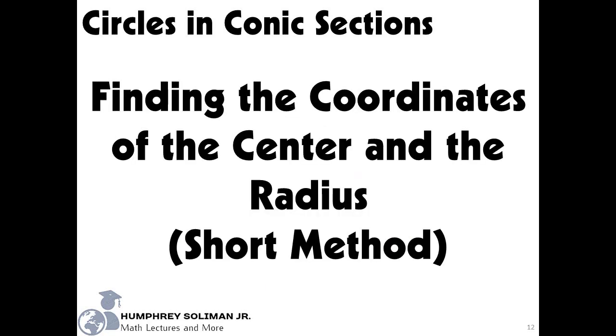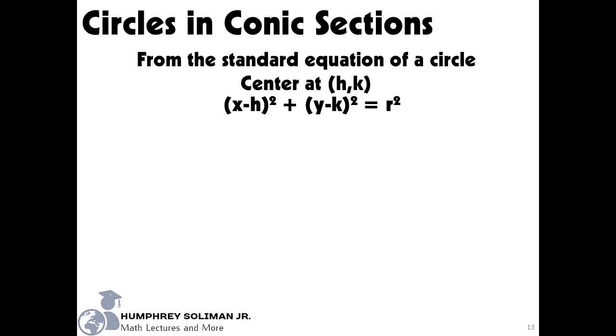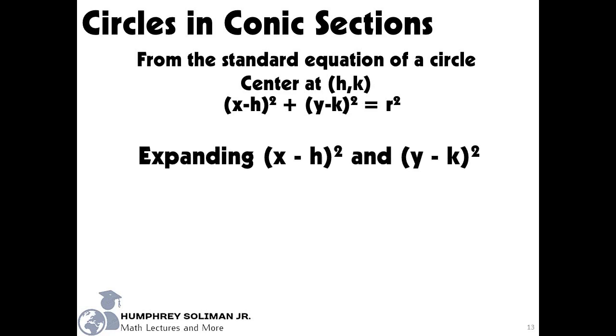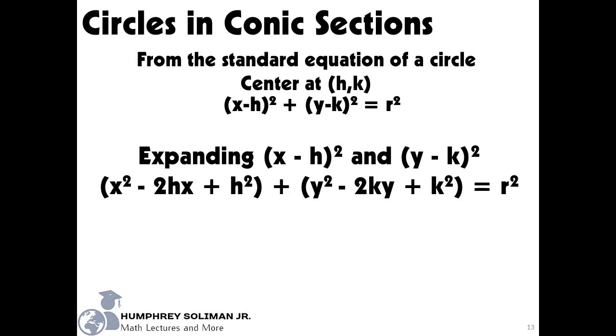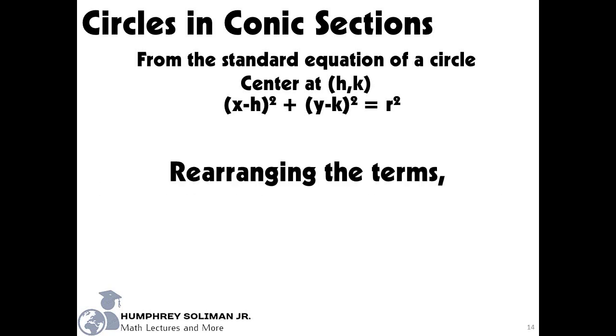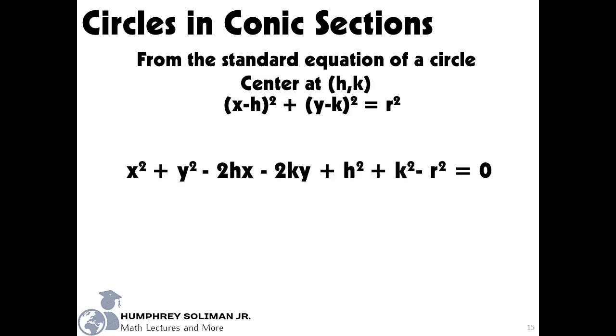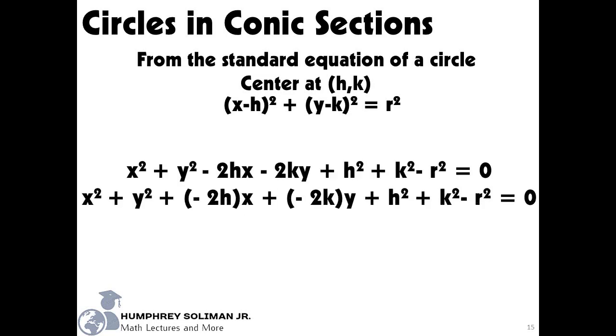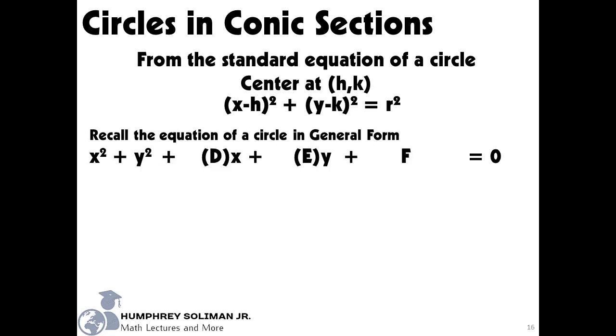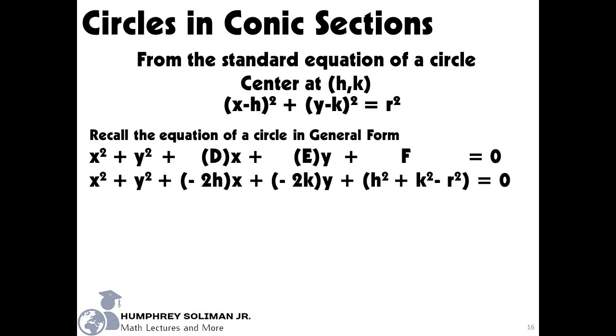Now, let me show you a short method of finding the center and the radius of the circle. From the standard equation of a circle, center at (h, k), we have the quantity x minus h squared plus the quantity y minus k squared equals r squared. Expanding the quantities of x and y, we will get this equation below. Next, rearranging the terms, we will get this equation. And then, recall the equation of the circle in general form, we have.